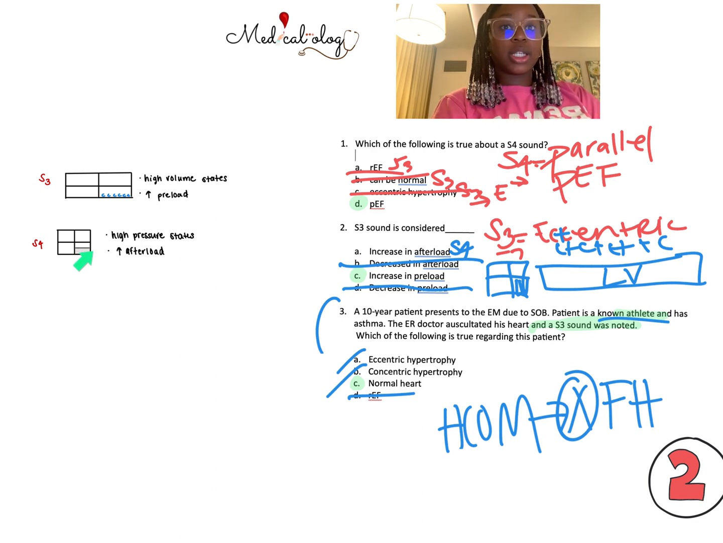So the black box here is normal and we're adding it in parallel. That is why the gray is making the left ventricle smaller. So that is why there's going to be an increase in afterload and also a high pressure state. Remember, for your S3 sounds, it can be physiologically normal in what? Pregnant women, an athlete, and a young child.